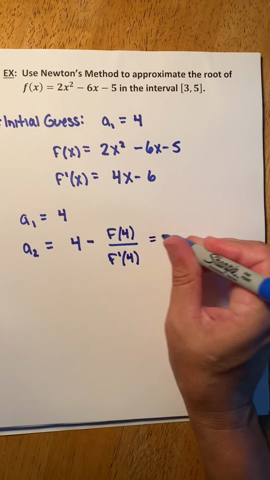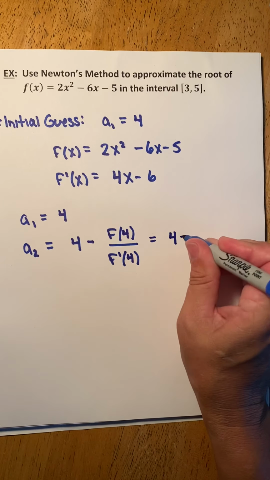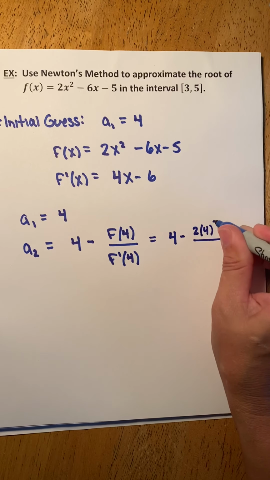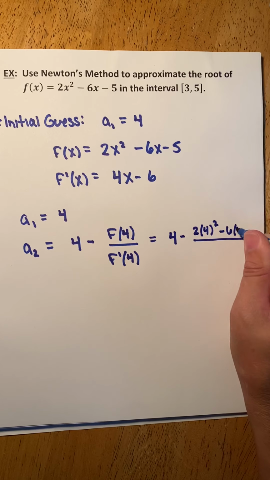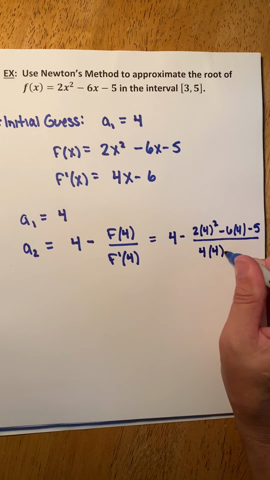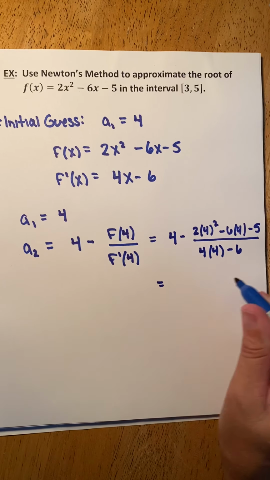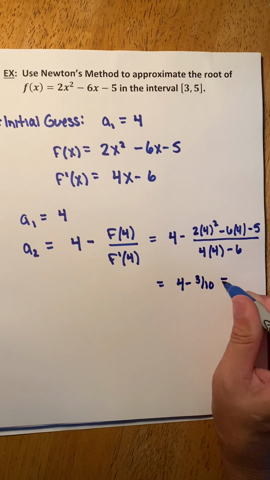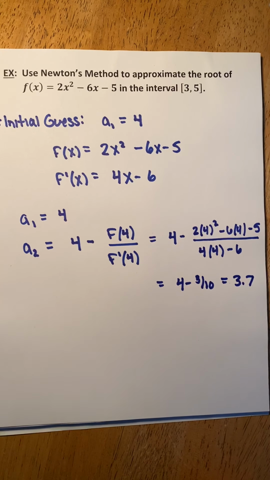And when we do this, I'm just going to write this out one time because it's going to get very messy very quick. F of 4 would be 2 times 4 squared minus 6 times 4 minus 5, all over 4 times 4 minus 6. And this does work out nicely. This is 4 minus 3/10, which is exactly equal to 3.7. So 3.7 should be closer to the true root of this function than 4.